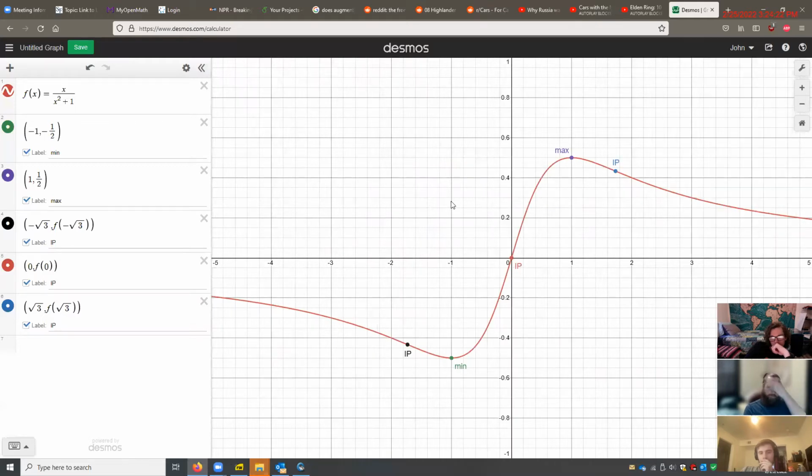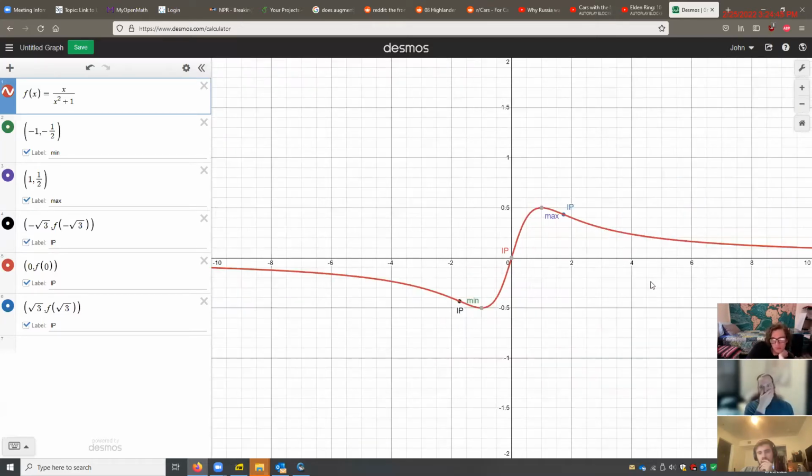There we go. Okay. So you see over here, we are decreasing concave down. We switch to decreasing concave up in here. We switch to increasing concave up. Increasing concave down, decreasing concave down, decreasing concave up. All of those neat features.